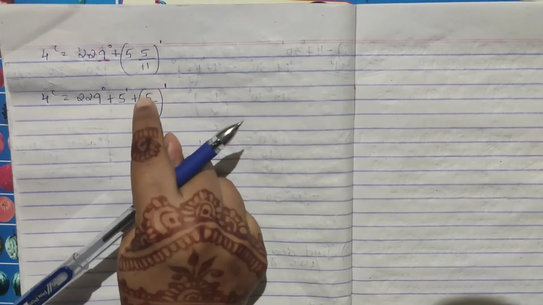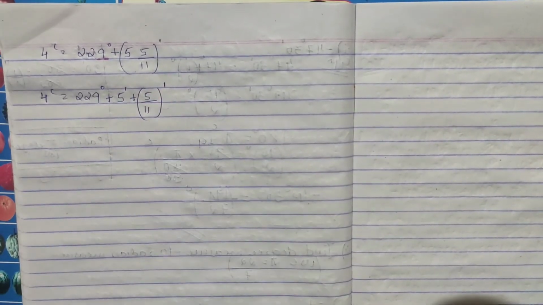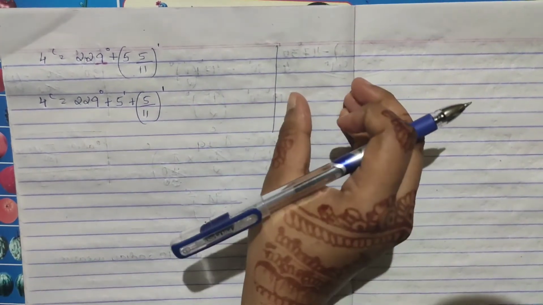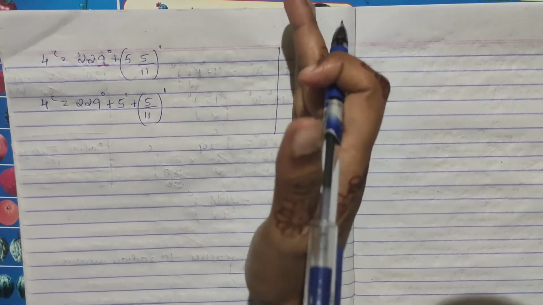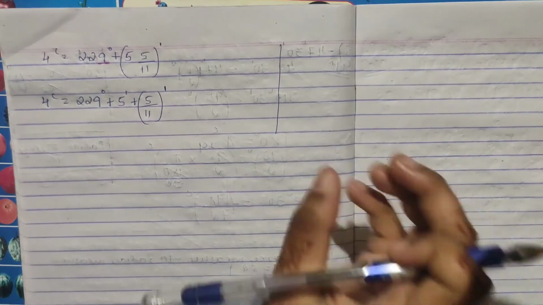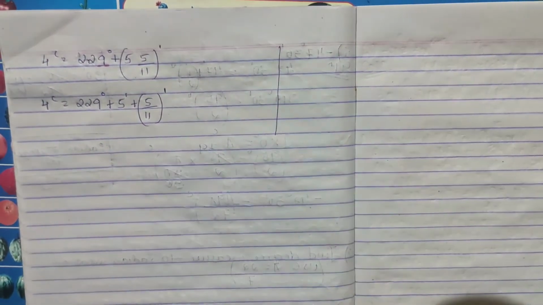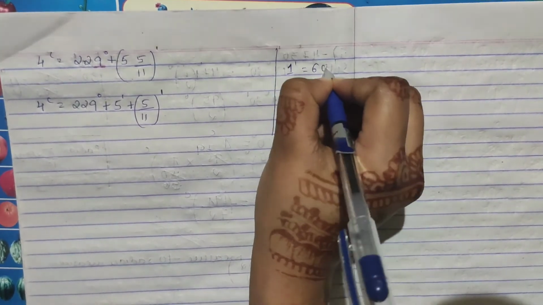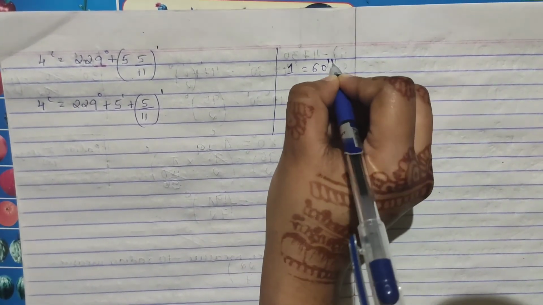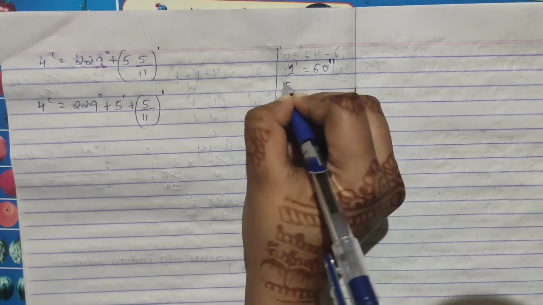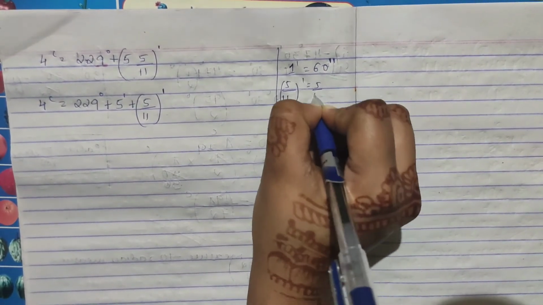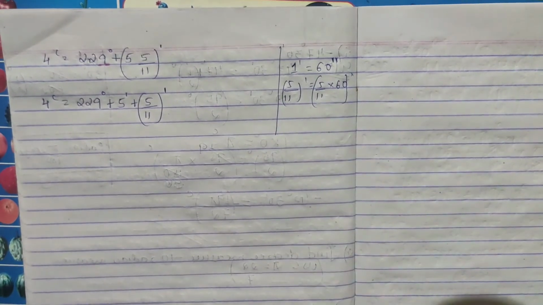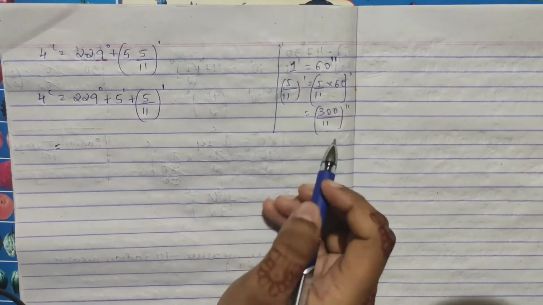So again this minute we have to convert into seconds in the same way. See, I am doing this on the side, converting minutes into seconds on the side only. So we know that 1 minute is equal to 60 seconds. So 5 by 11 minutes will be what? 5 by 11 into 60 seconds. So converting this, how much will you get? You get 300 by 11 seconds.